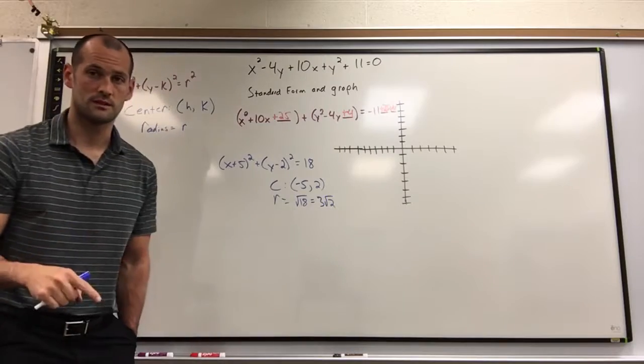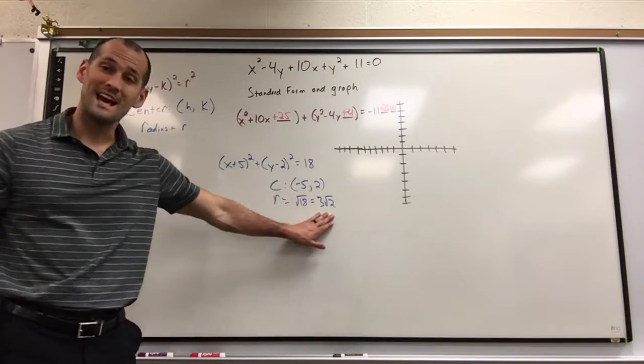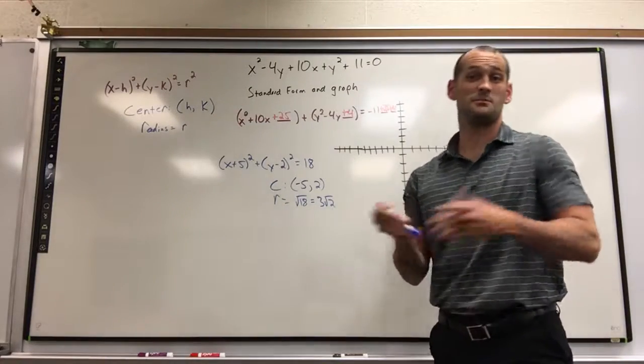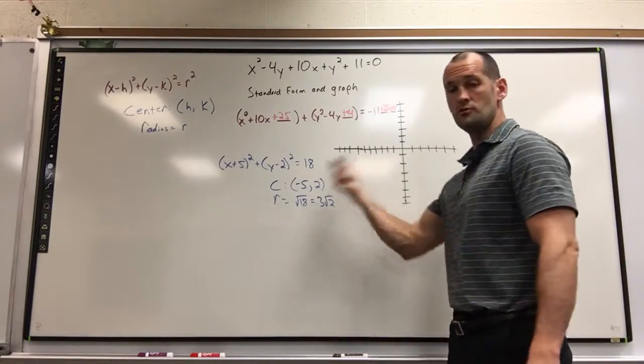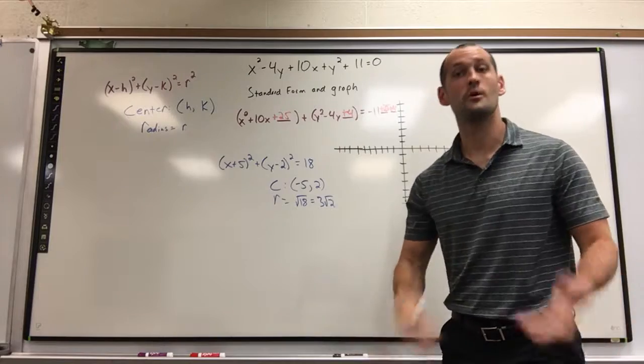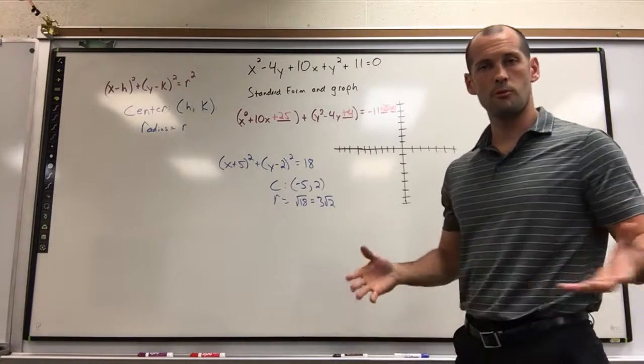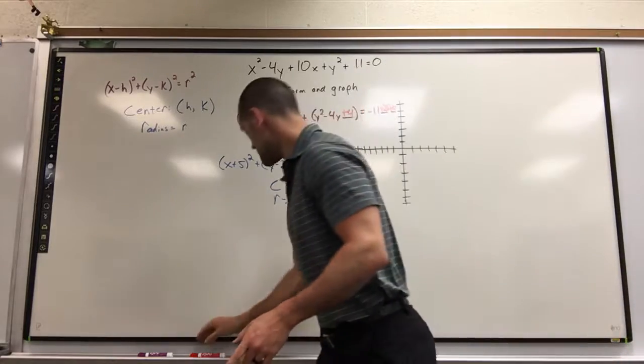That is your radius. Now, while that's your exact answer, when it comes time to graph, that's not going to help you. I don't want to disappoint anyone, but I don't know how to move 3 radical 2. I don't. I'd rather find a decimal. And if you find your decimal, it's approximately 4.2. Okay? So now it's time to graph.